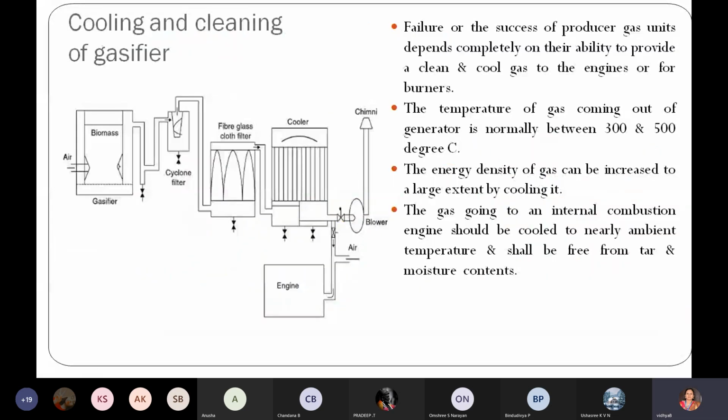Next is cooling and cleaning of the gasifier gas. You can observe in the figure here the biomass gasifier and the cyclone filter. We shall discuss them in the next slide. Types of filter we get. This is a cooler. What they are saying here about cooling and cleaning is that it is for efficient and effective use of gas for numerous applications. You have already discussed the applications, right? You will come to know what the applications are.